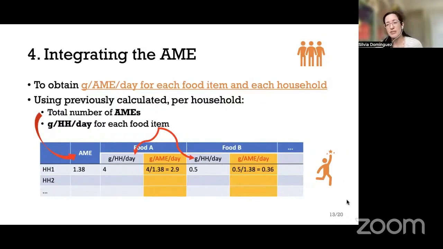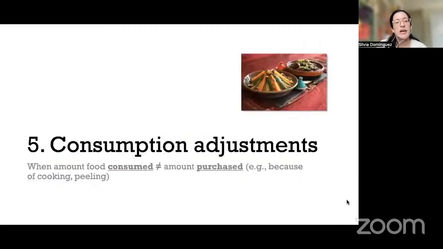But there are still a few more adjustments that we should make to make this information as accurate as possible. As you have to always keep in mind, we're working based on a surrogate approach, so we should try to make it as close to reality as possible. Now, in the coming slides, I'll talk about the consumption adjustments.